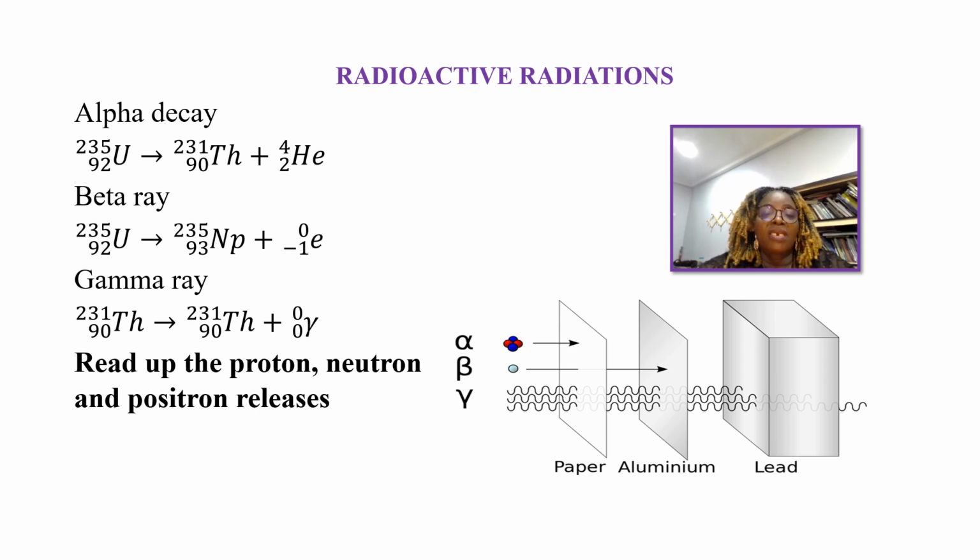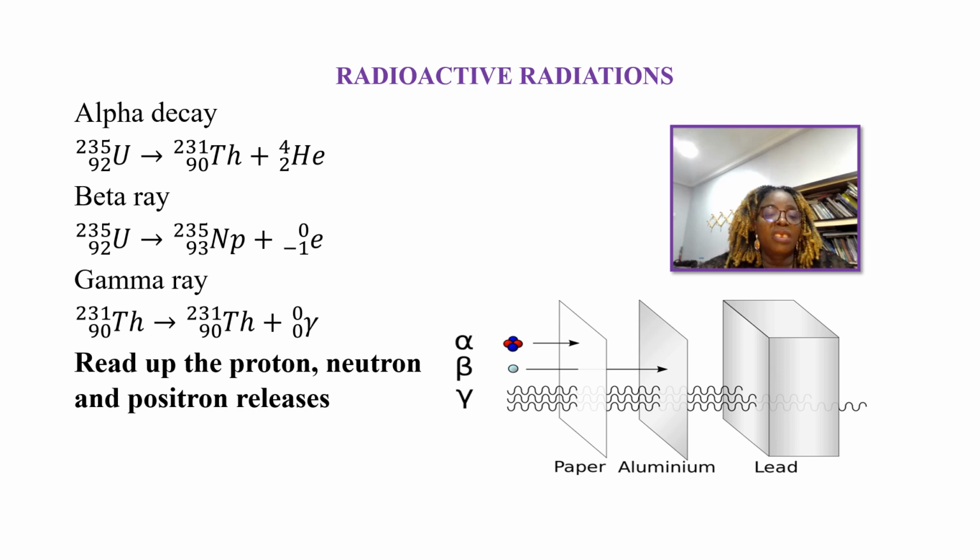The alpha decay can penetrate, but it cannot penetrate much. It can penetrate through just a sheet of paper, as shown in that figure. The beta decay can also be formed. Uranium also, with atomic number 92 and mass number 235, can undergo a beta decay.